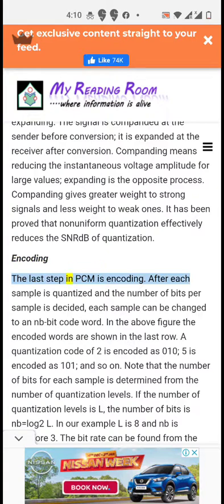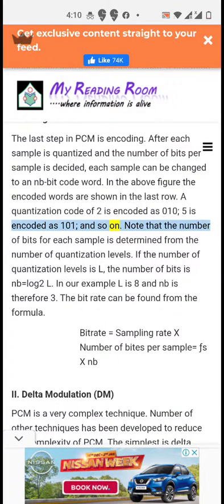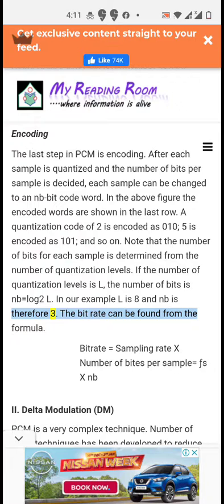Encoding. The last step in PCM is encoding. After each sample is quantized and the number of bits per sample is decided, each sample can be changed to an nb-bit code word. In the above figure, the encoded words are shown in the last row. A quantization code of 2 is encoded as 010, 5 is encoded as 101, and so on. Note that the number of bits for each sample is determined from the number of quantization levels. If the number of quantization levels is L, the number of bits is nb equals log2 L. In our example, L is 8 and nb is therefore 3.